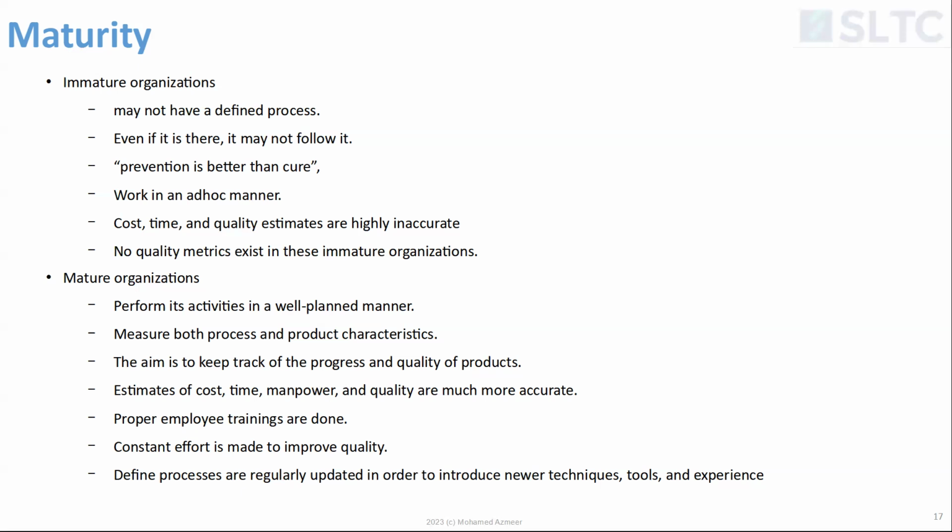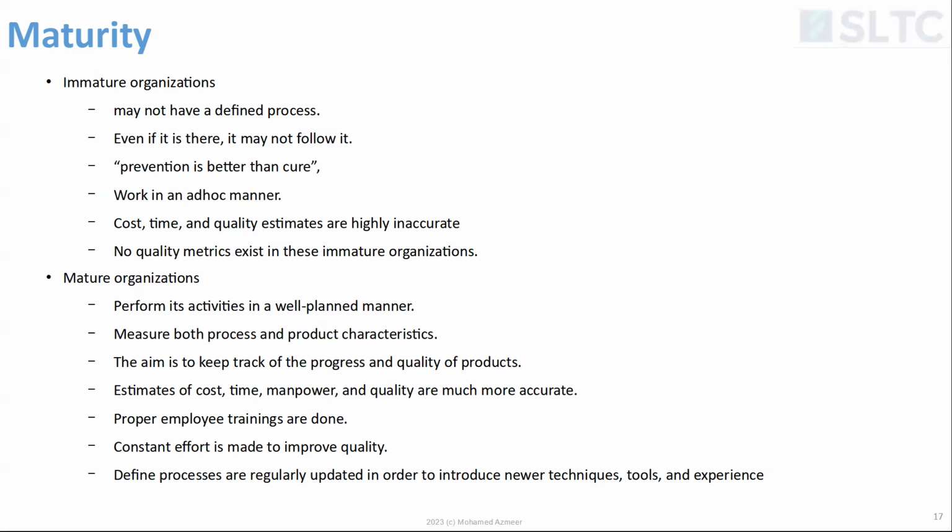Mature company, how do they look like? They perform their activities in a well-planned manner. They measure both processes and product characteristics. So they have a well-planned way of doing things, right? They measure everything. Process is also measured, product is also measured. What does that mean? Lots of thought goes into how you do it rather than just sitting down and doing things.